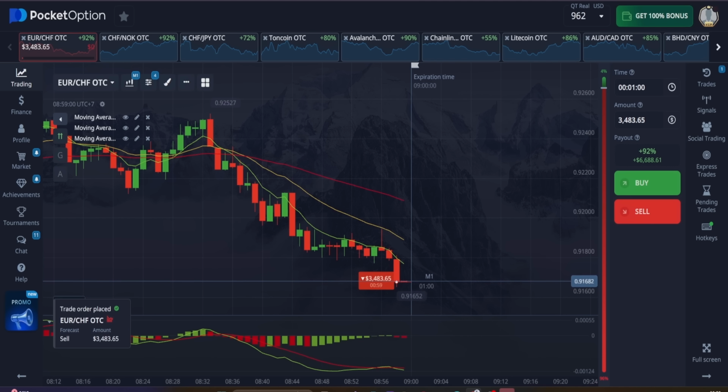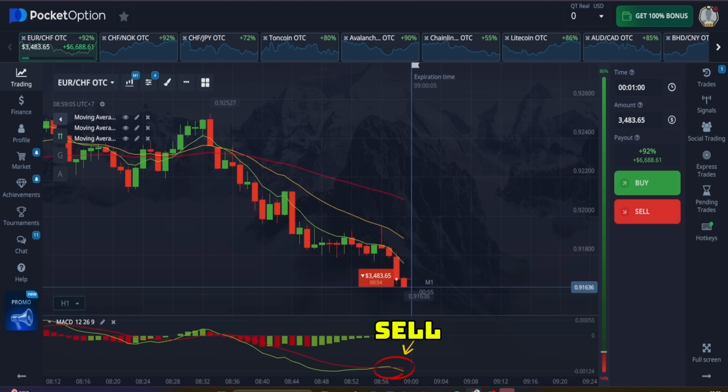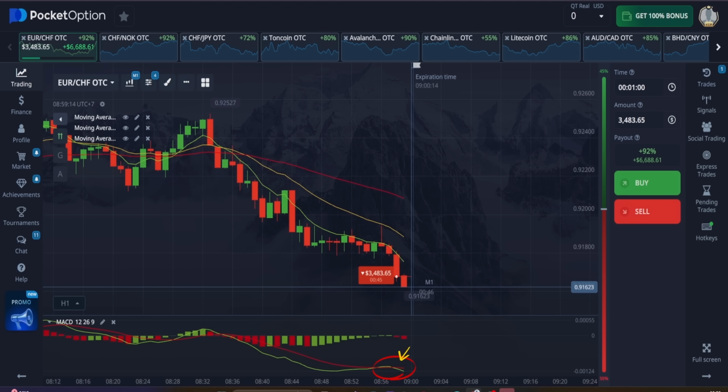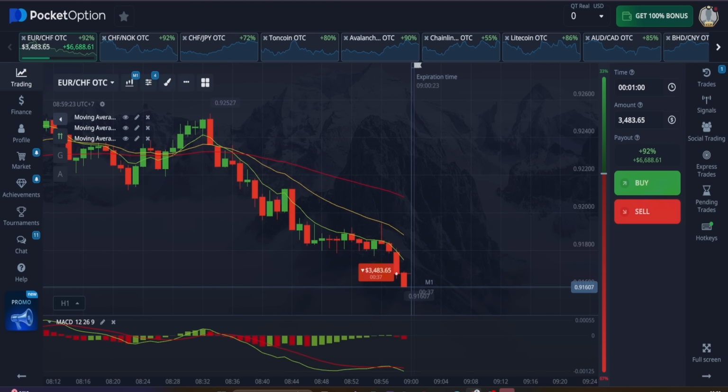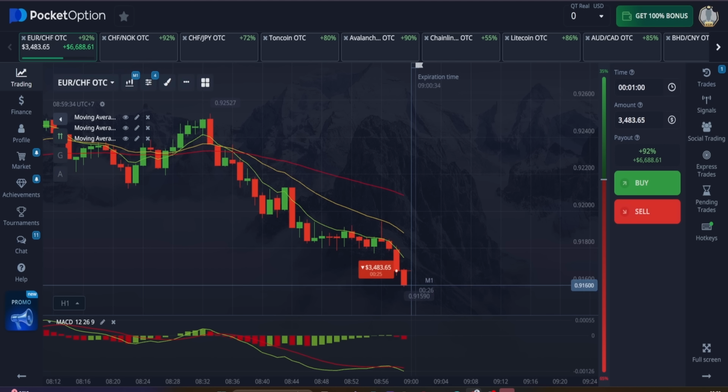I take another sell because the MACD shows a clear bearish crossover, where the green line crosses below the red line, signaling a shift in momentum to the downside. At the same time, the histogram has turned red and is expanding lower, which confirms that selling pressure is increasing. With this alignment on the MACD, the probability of a continuation move to the downside becomes much higher. That is why this sell entry is taken based on confirmation, not emotion or guesswork. Now, let's watch how the market reacts.